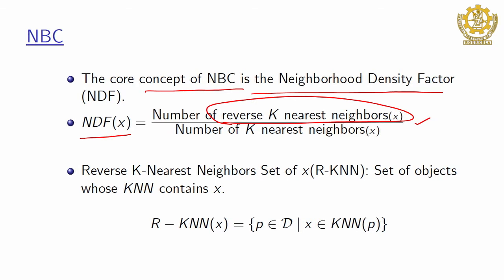We know the k nearest neighbor. What is k nearest neighbor? You compute the distance from the point to all other points and then you take the k closest points. That is called the k nearest neighbor. And if there are multiple points at the kth distance, you have to take all the points.